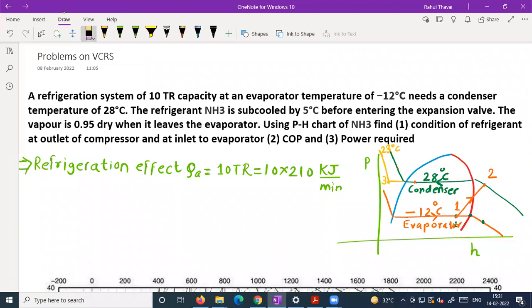See here on this line, what is the temperature at 28 degrees Celsius? Okay, but we need to subcool by 5 degrees Celsius. So we are subcooling it by 5 degrees Celsius. Here the temperature was 28, here I got the temperature 23. Is that okay? See here the temperature is 23 degrees Celsius.